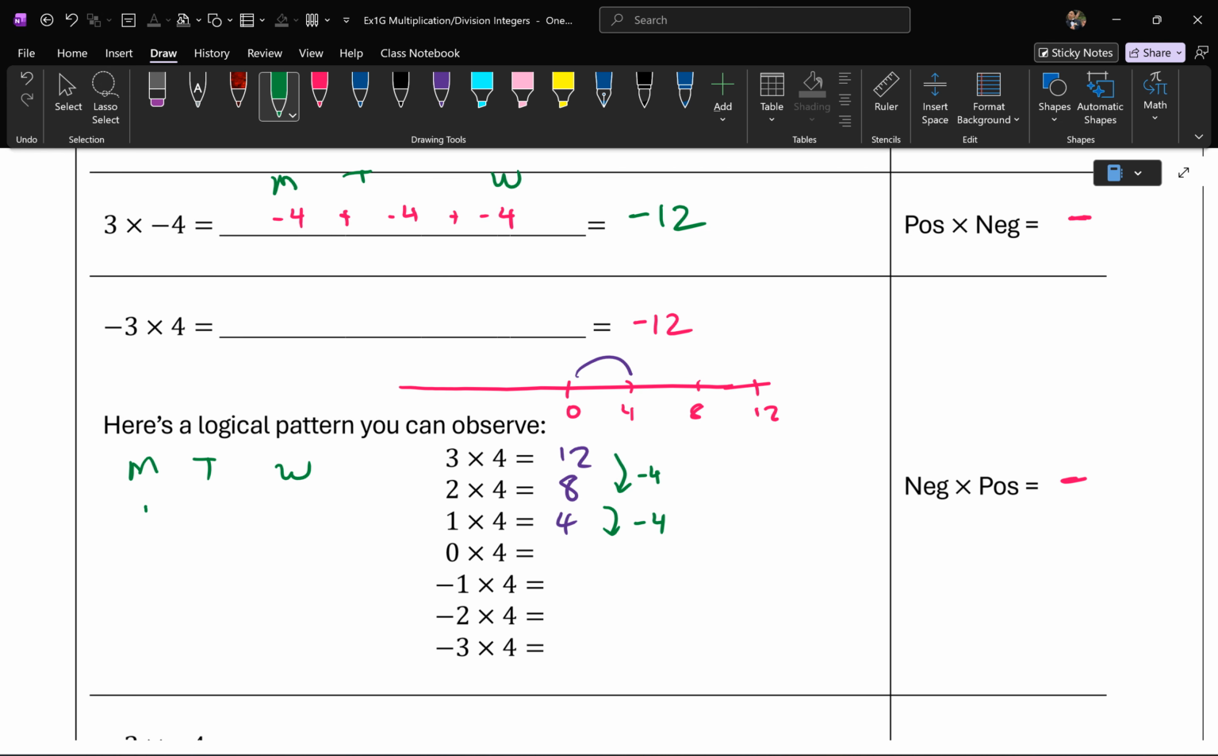If you only worked 2 of the days, 2 times 4, you made $8. If you only worked 1 of the days, you make $4. If you don't work any of those days, you make $0. That makes sense for most people, right? But then when we go to the next bit, -1 times 4, what does that mean?